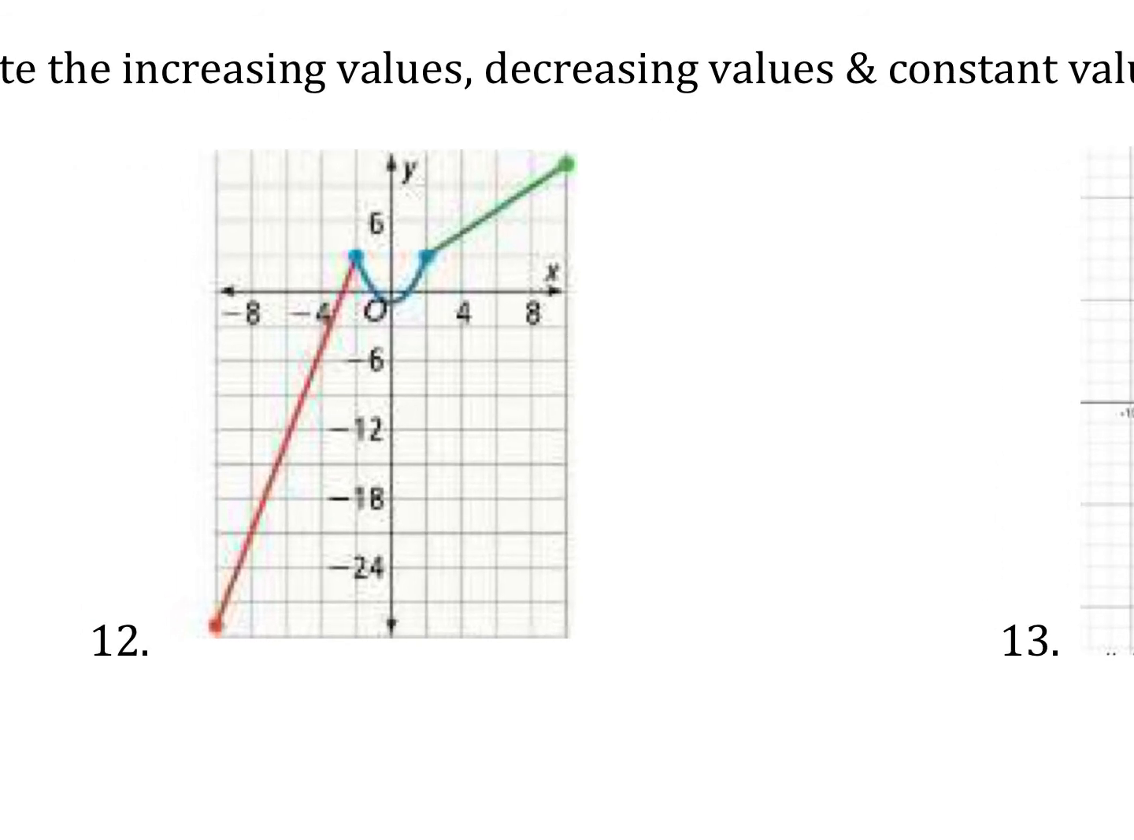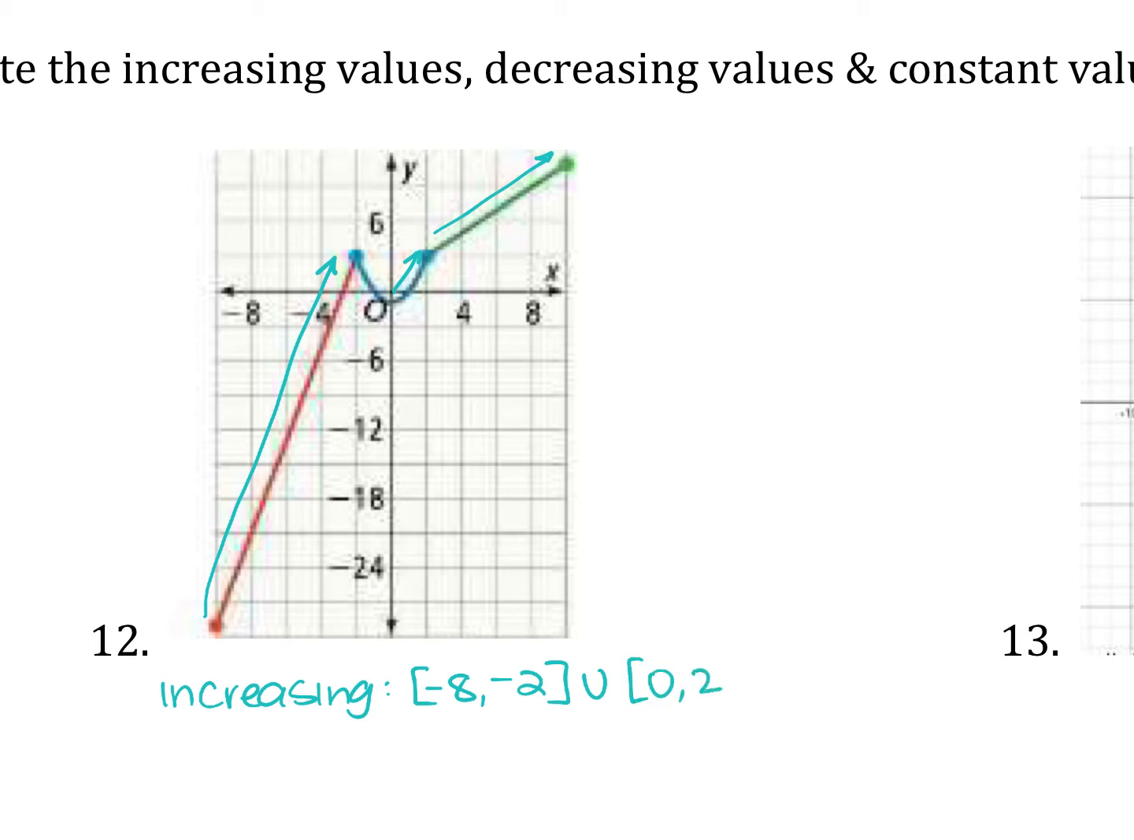If you look here, on this graph for number 12, you're going up from left to right here, as well as here. You are also going up here. So the x values that are being covered from lowest to highest for increasing: you are going from -10, including the -10, up to -2. Then you are going from 0 to 2. And then you're going from 2 to 10. This should be negative 10 also, not negative 8. So let's change this to be negative 10, I'm sorry.